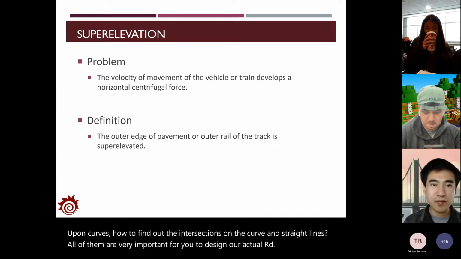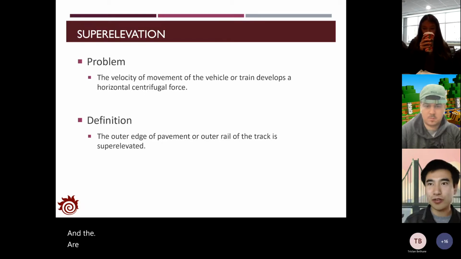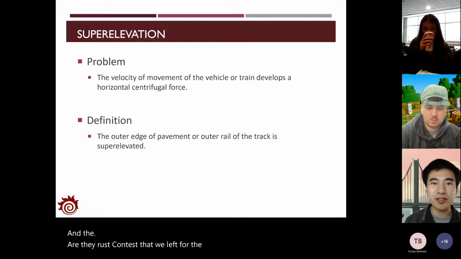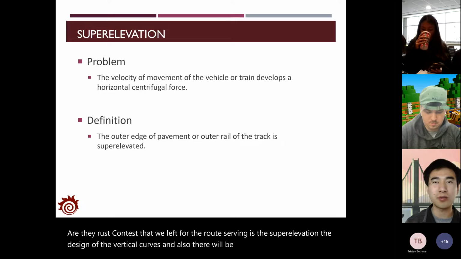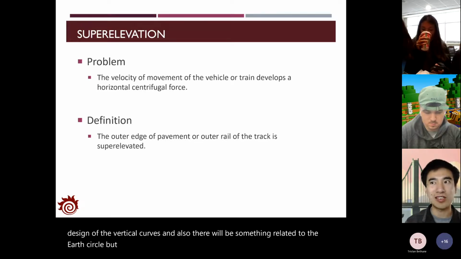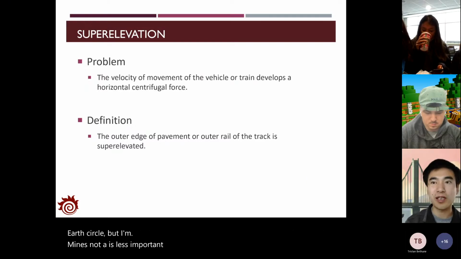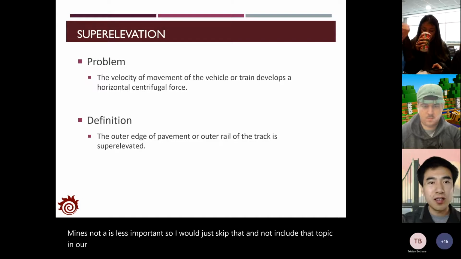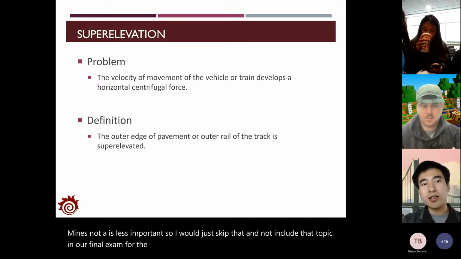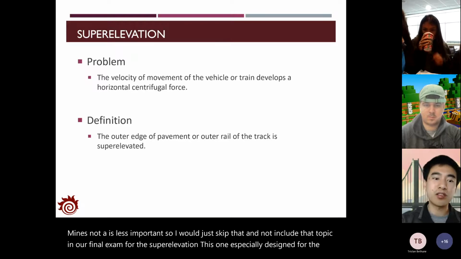And the rest of the contents that we left for the route surveying is the super elevation, the design of the vertical curves, and also there will be something related to the earthwork. But that one is less important, so I will just skip that and not include that topic in our final exam. For the super elevation, this one is specially designed for the road with the curve.